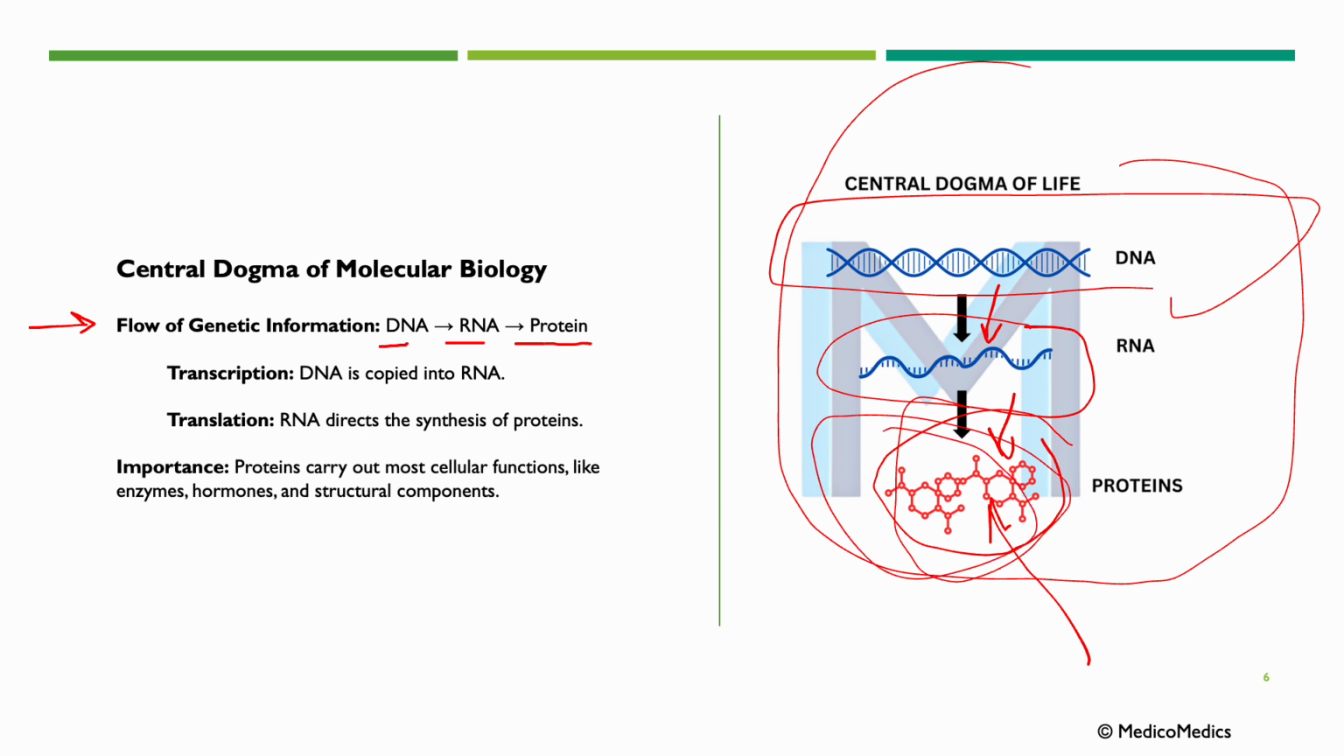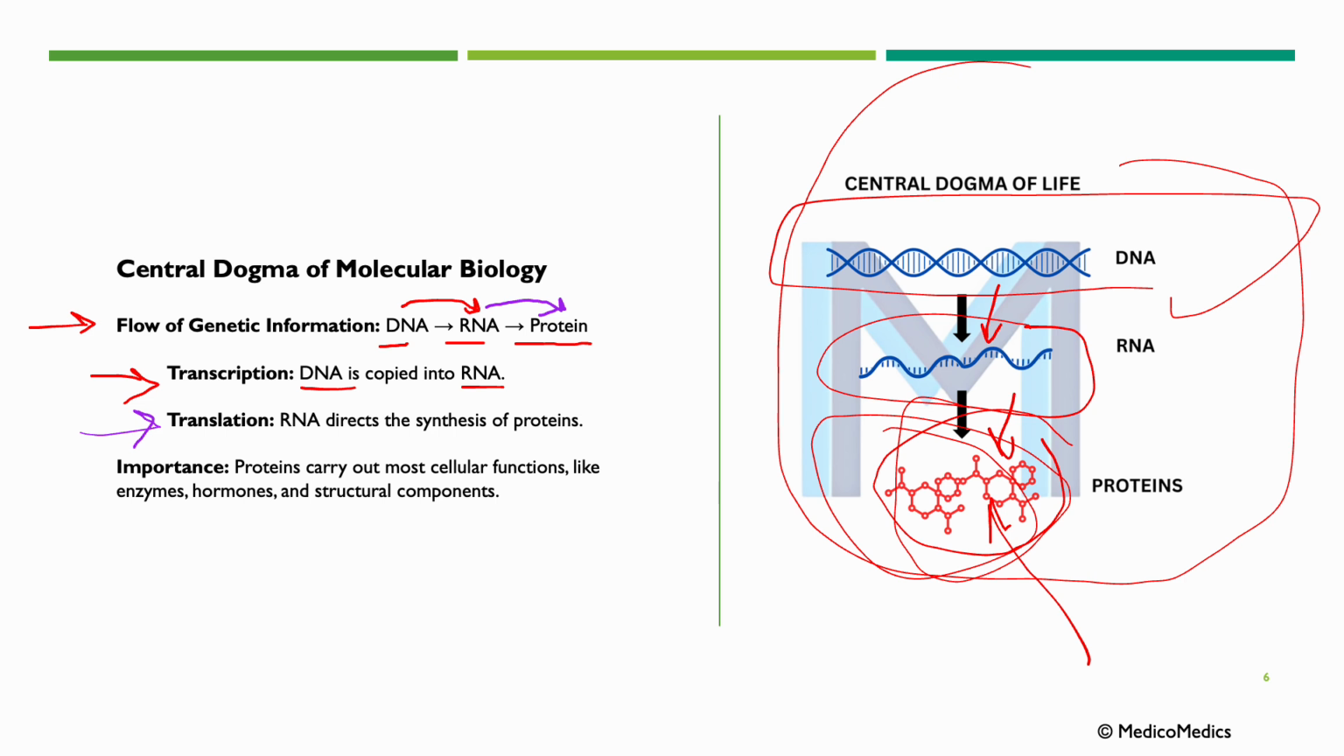Now we have two very high yield and important terms here for you to pick up on. One is transcription. That's when DNA is copied into RNA. So from this step to this step is transcription. We then have the second one, translation, where RNA directs the synthesis of proteins.